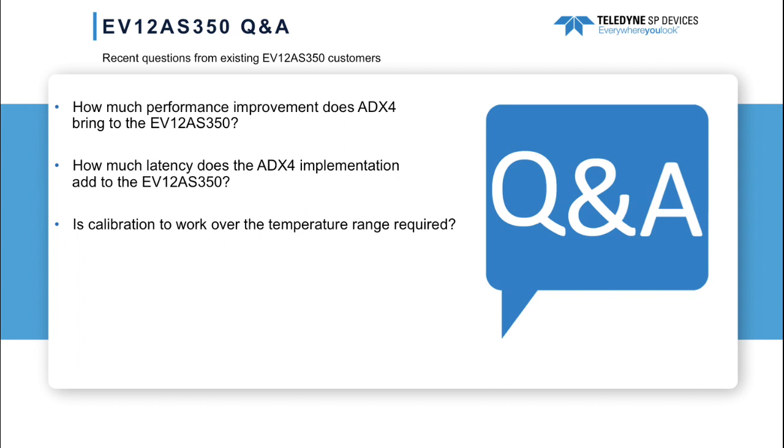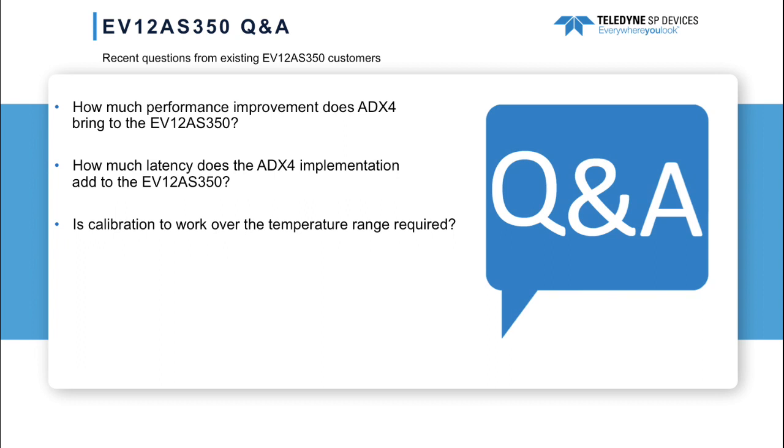The second question here is related to latency. We talked about the latency of the EV12AS350 as being very low at 26 clock cycles. When you implement ADX4, it's usually in an ASIC or an FPGA, and so that delay will depend on the speed of the processes used in the ASIC or the FPGA.